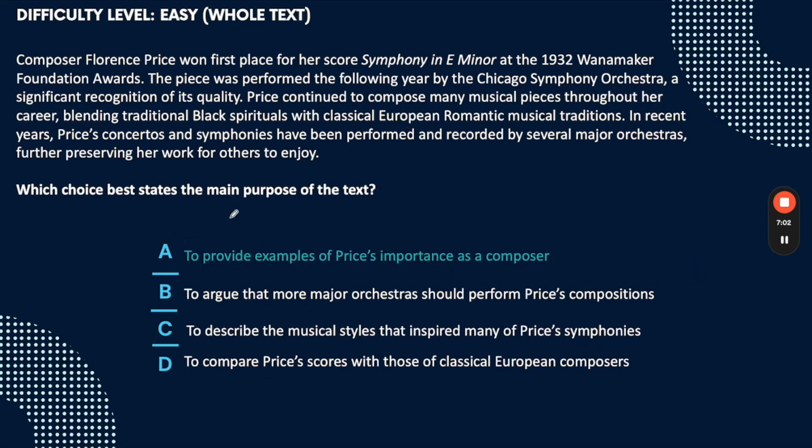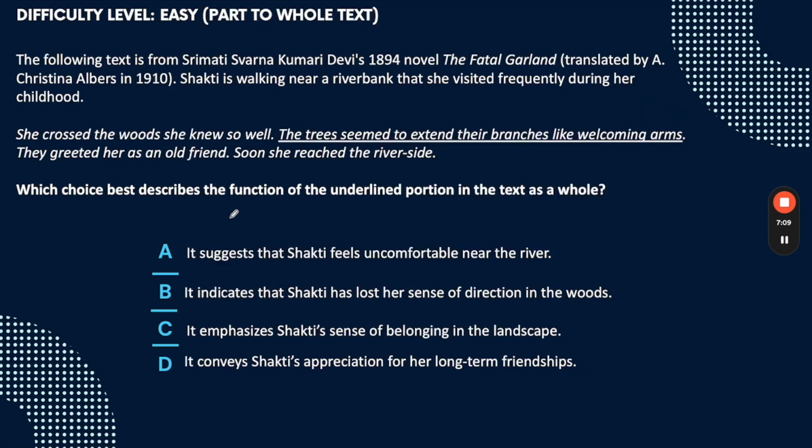Now with this understanding, we have understood how to take up the whole text type of question. We will go ahead and take up a part to whole text kind of question now. Alright, the difficulty level of this question is again easy. The first step is always going to be to read the question stem. Which choice best describes the function of the underlined portion?